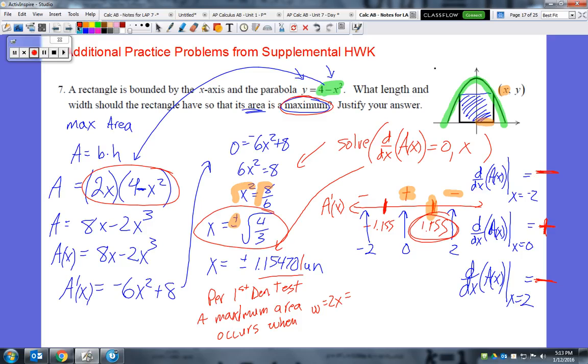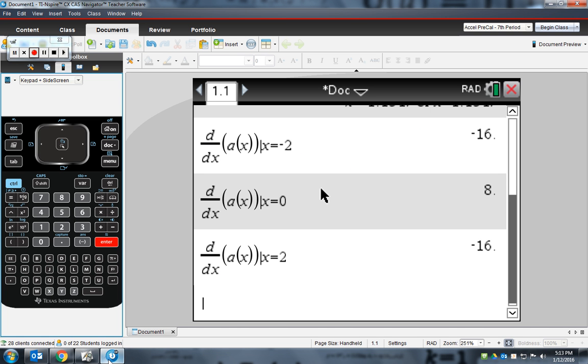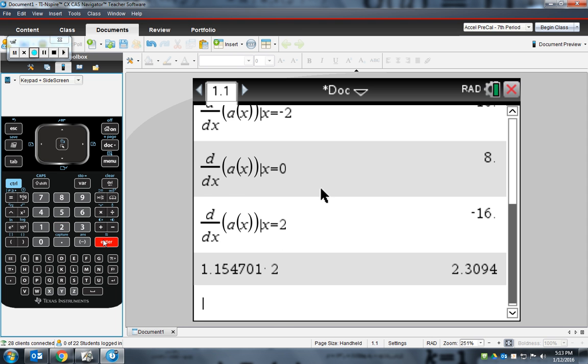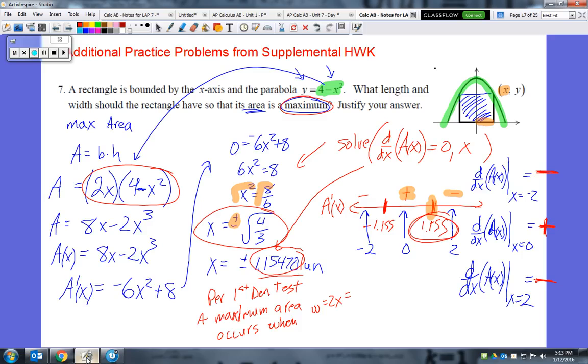So multiplying this number to 6 digits, like 1.154701, multiplied by 2, we get an answer of 2.309. So 2.309, rounded right now because it is my answer. We'll put units. It's not asking for inches or anything in particular, so we'll have to make sure we write units.